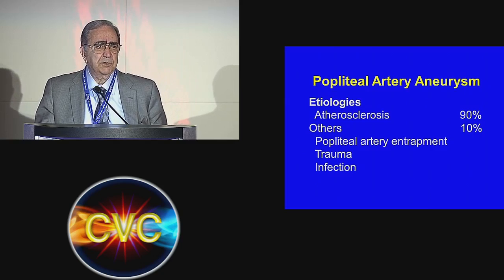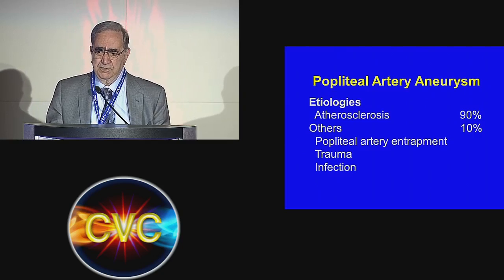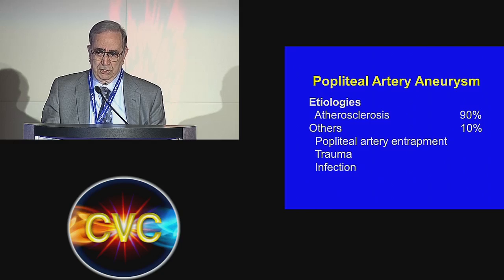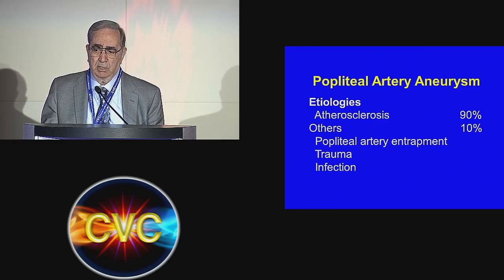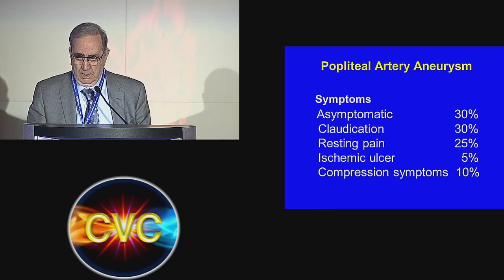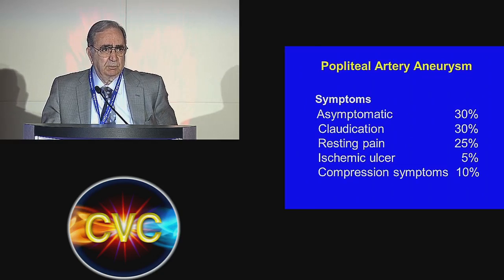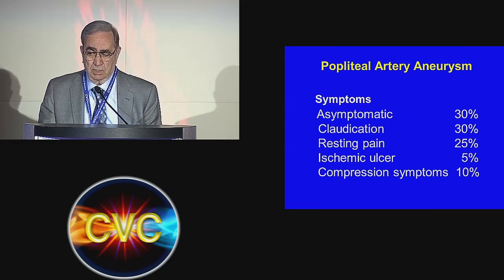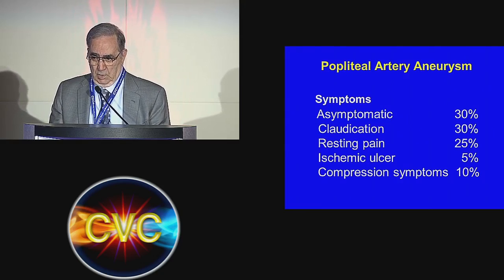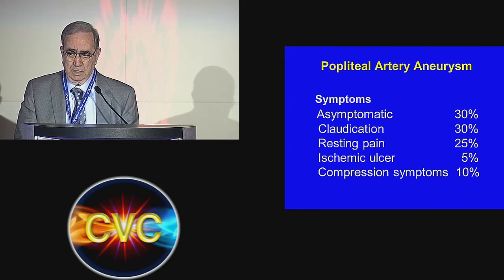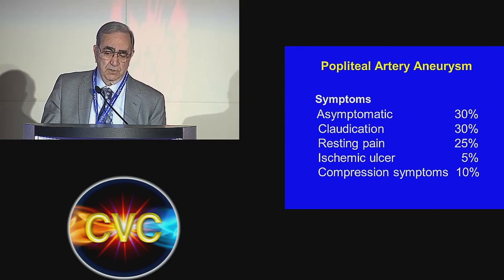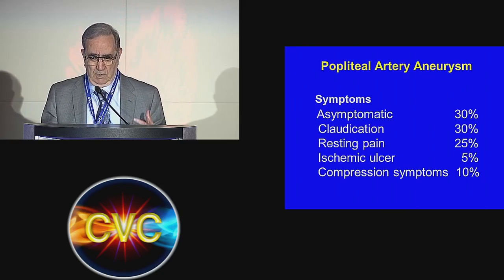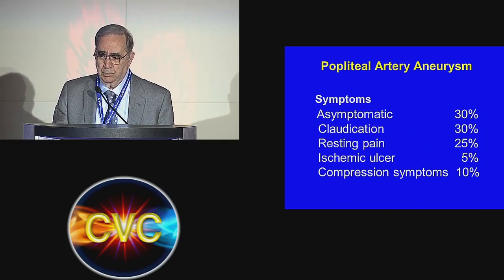As for etiology, 90% of popliteal aneurysms are due to atherosclerosis. The other 10% are popliteal artery entrapment, trauma, and infection. As for symptoms, 30% are asymptomatic, 30% come because of claudication, 25% with rest pain, 5% ischemic ulcers, and 10% of patients with aneurysm complain of pain due to compression symptoms.